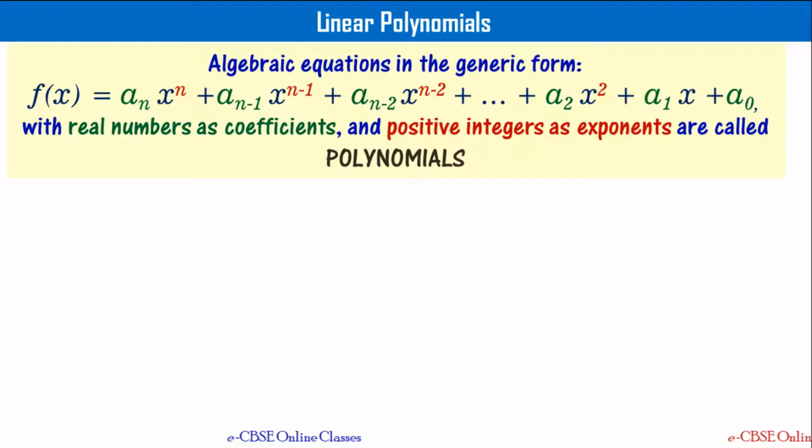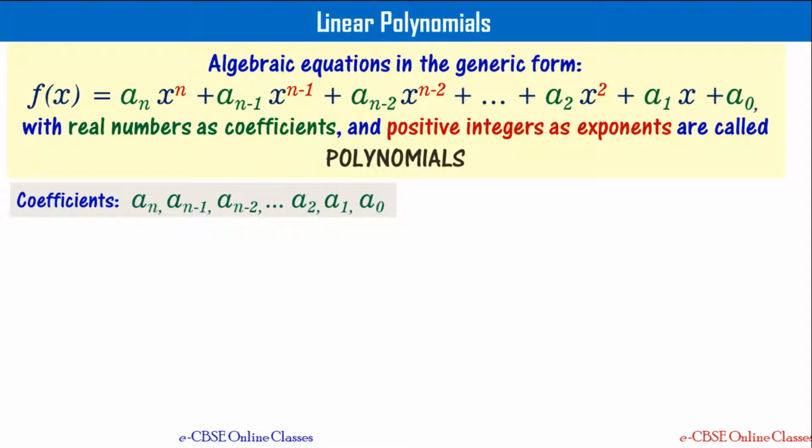In the chapter on polynomials, we have learned that algebraic equations in the generic form f of x equal to an x to the power of n plus an minus 1 x to the power of n minus 1 plus an minus 2 x to the power of n minus 2 and so on, with real numbers as coefficients and positive integers as exponents, are called polynomials.